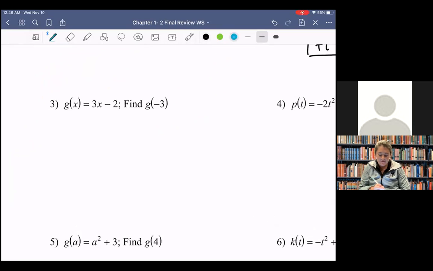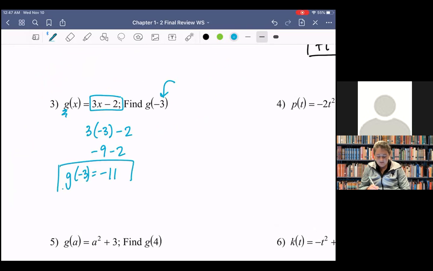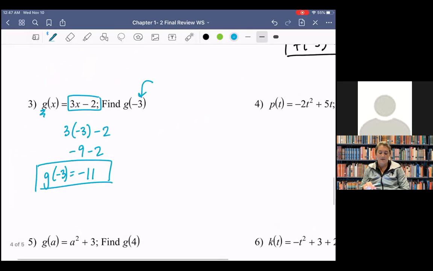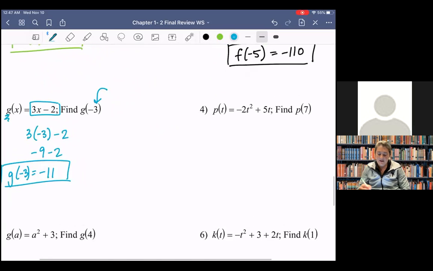Okay, here's the next one. This function's name is g, and the function itself is 3x minus 2. We're going to plug in -3. So I've got 3 times -3 minus 2. 3 times -3 is -9, minus 2, get -11, and that is g of -3. G of -3 equals -11.